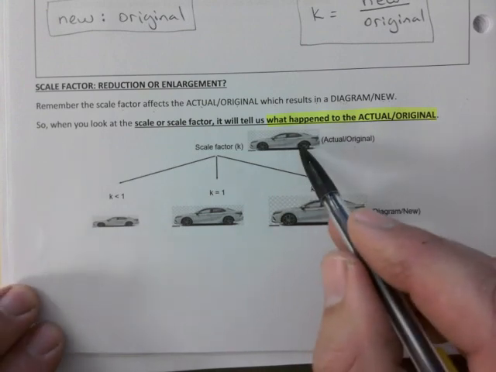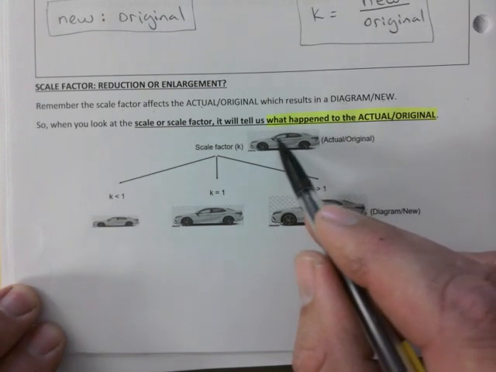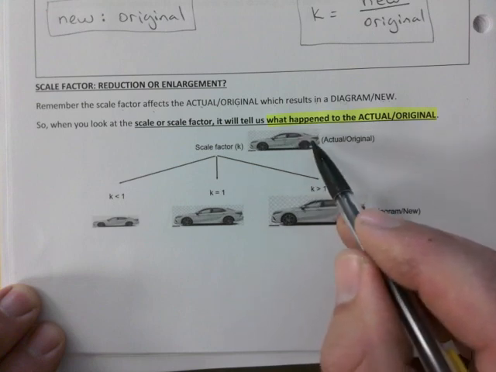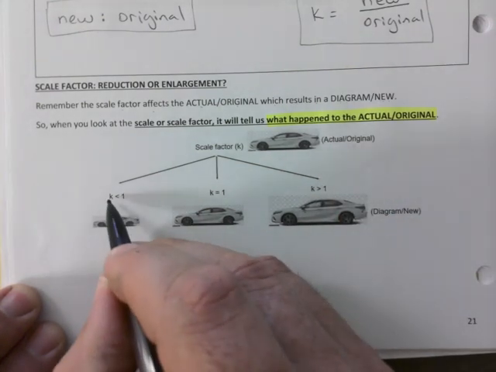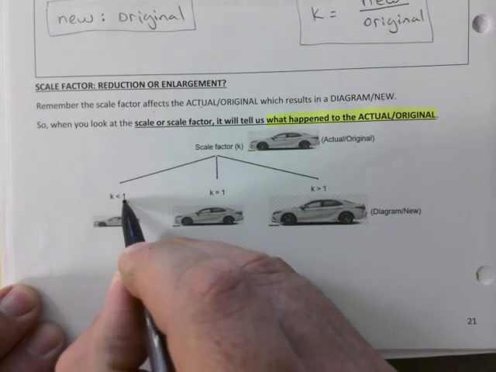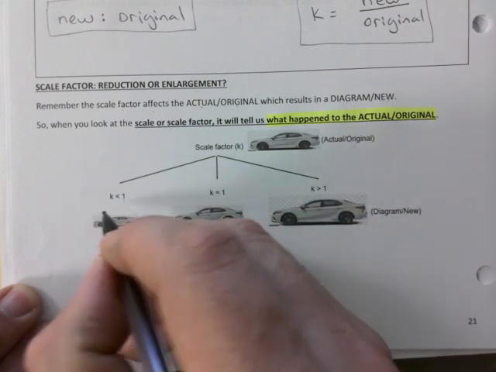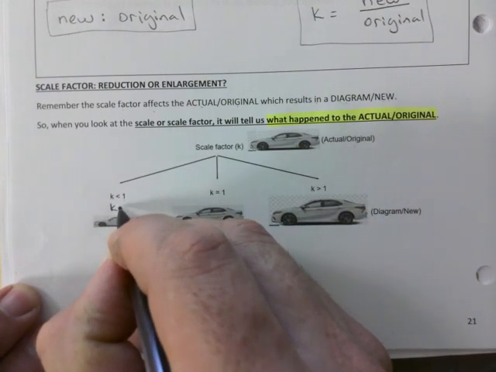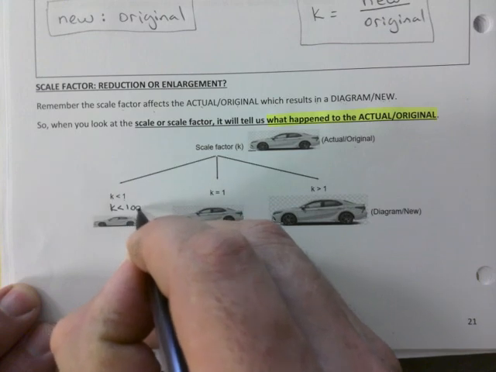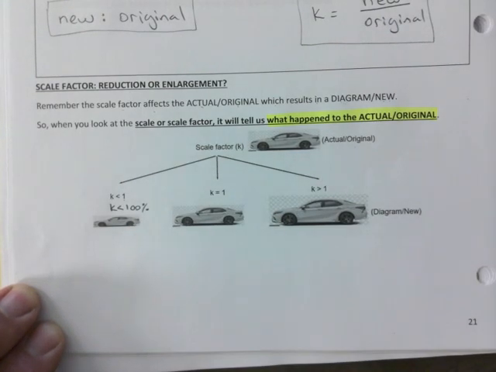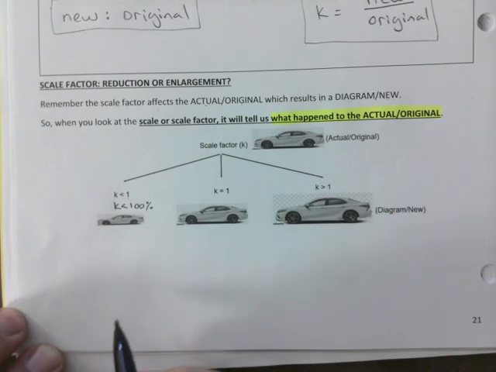So let's look at a car, for example, a picture of a car. So let's say this is our actual or the original, right? If k is less than 1, right? Or you can say k is less than 100%, that also works. Right? We have a reduction of the original.